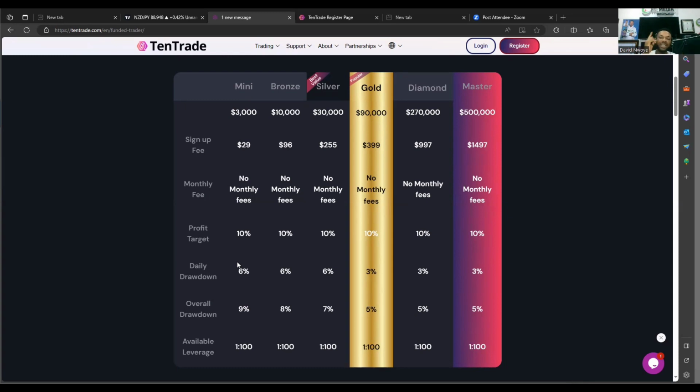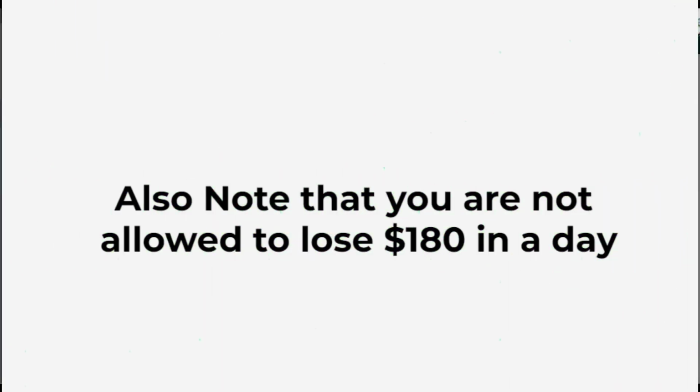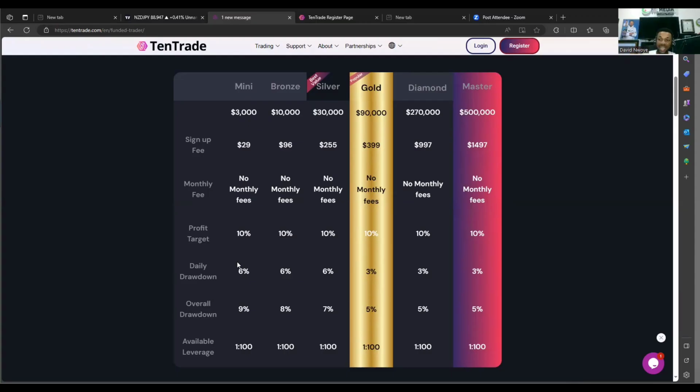But in a day, you're not allowed to lose 180. It's very simple to comprehend. You're not allowed to lose 180 in a day. But if you lose 100, 150, once it gets to 10 p.m., it starts all over again. All right. So what you are permitted is the difference between your overall drawdown and your current drawdown. That's what overall drawdown simply means. Easy. Don't scatter your brain. You are not to lose 6% of your account in a day.